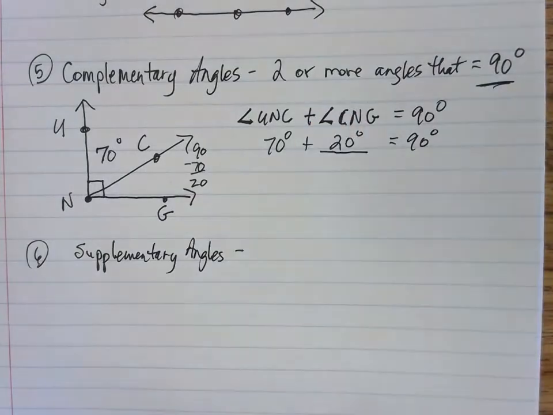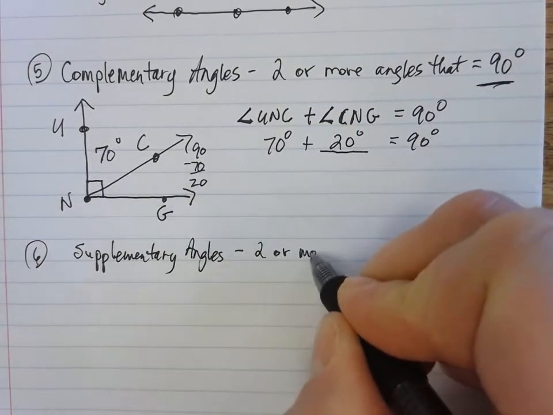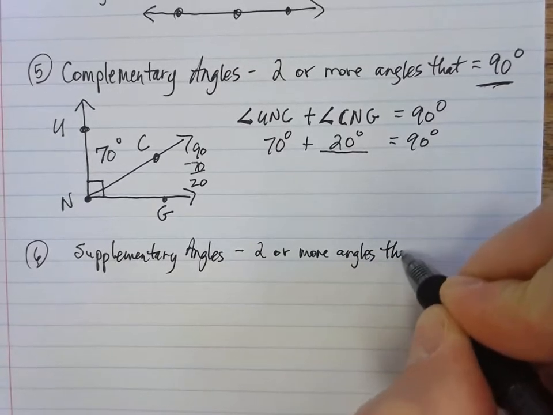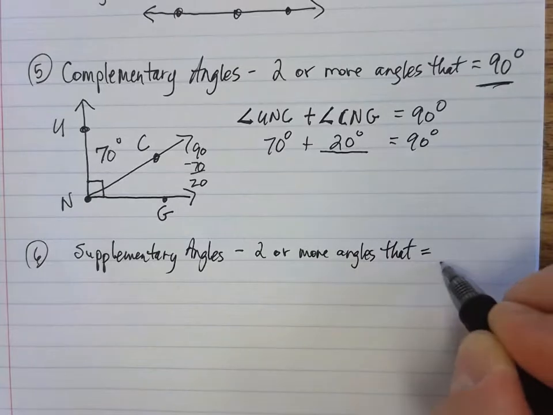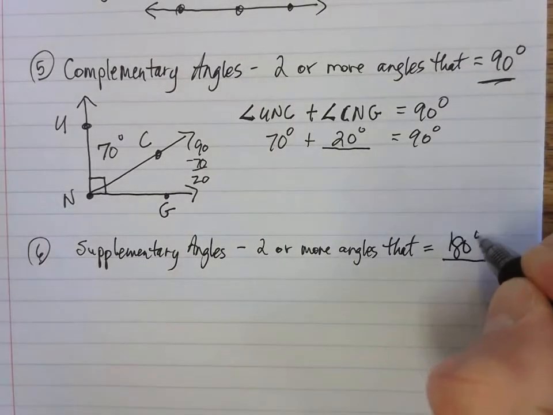Supplementary, if you know that complementary angles add up to 90, what do you think supplementary are? Well, it's 2 or more angles that equal, what do you think? Complementaries are 90, what do you think supplementaries are? I hear you, it's 180, that's right, okay?